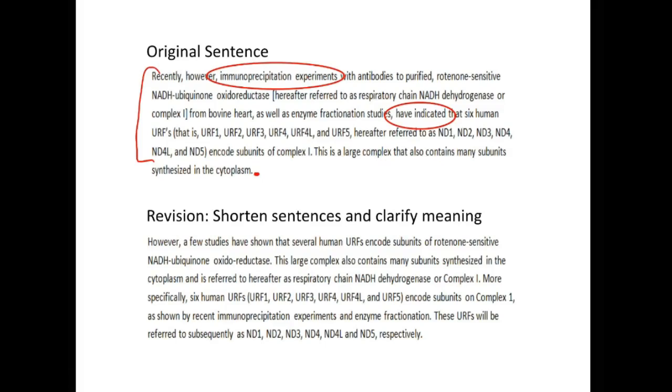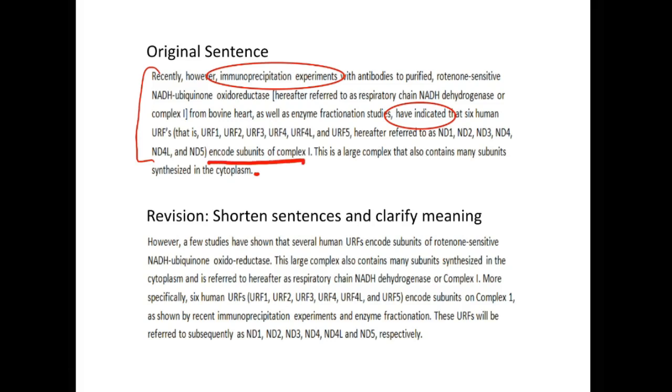So I started off with "however," and I added more of a framing or topic sentence here. "A few studies have shown that several human URFs encode subunits of rotenone-sensitive NADH something something reductase." I've taken parts of this first sentence and, rather than going right into the detail, I provide an overview sentence. Then I talk about this large complex, which also contains many subunits synthesized in the cytoplasm and is referred to hereafter as respiratory chain NADH dehydrogenase something something of complex 1. So I've taken some of the information and put it at the beginning.